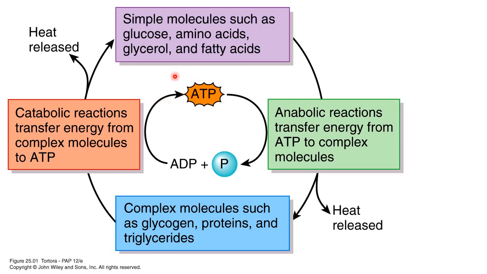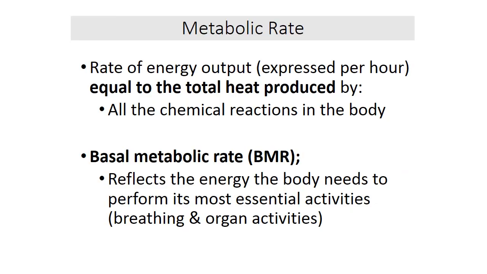We now have these basic building blocks from the large molecules that we've broken down. We can now use the energy stored in that ATP molecule to do anabolic reactions in the cell to create larger structures that are required by the cell. In that case, we're going to use ATP, so now we break a phosphate bond and we go back to ADP, and notice that there's heat released in both anabolic and catabolic reactions.